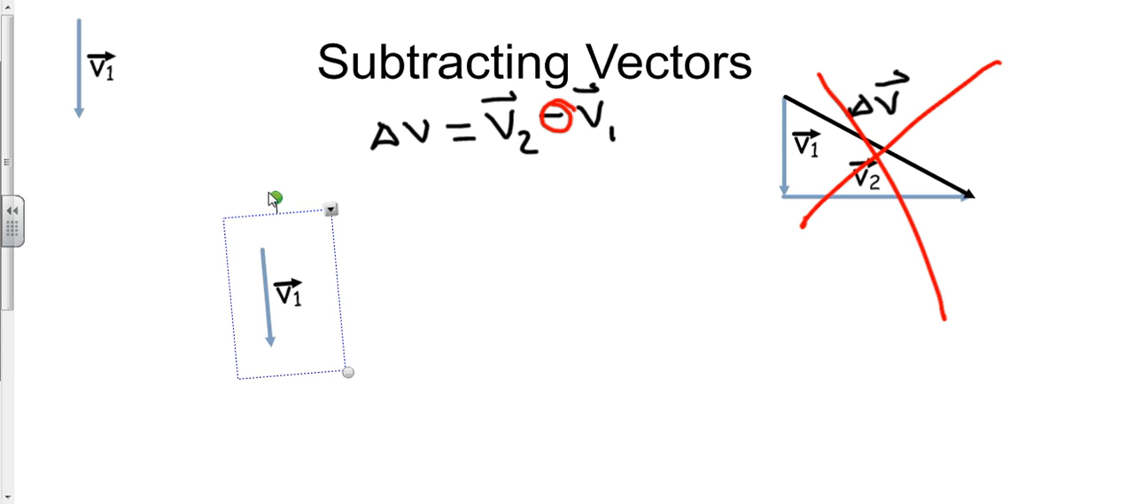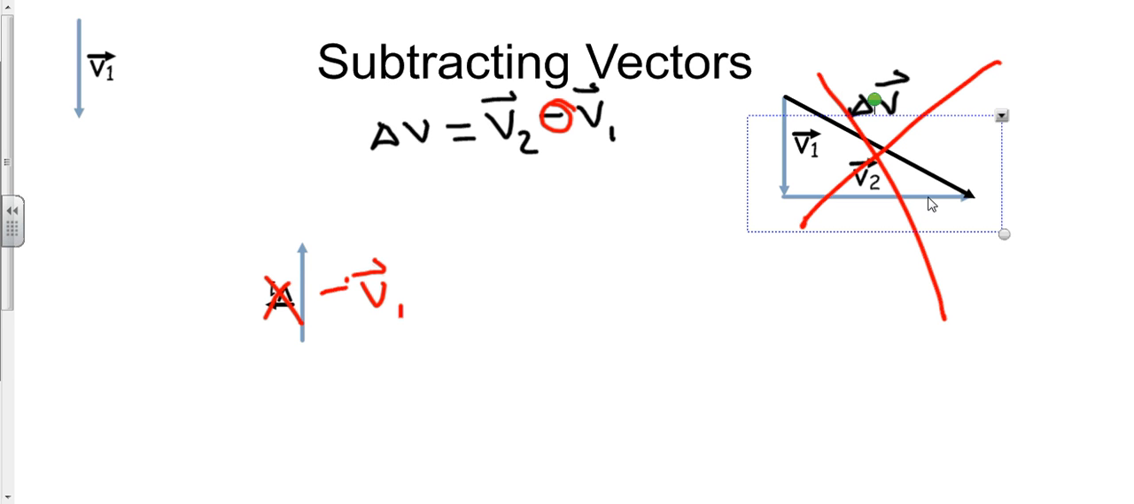Well, minus v1 is simply v1 pointing in the opposite direction. So this is no longer v1. This is minus v1, so let's call it that. What I'll do is I'll X that out, and I'll call it minus v1. Now I can go v2 plus minus v1. So where's v2? Here's v2.